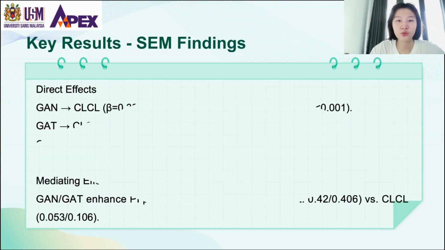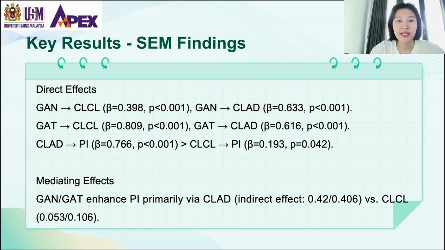SEM results revealed strong direct effects. GAN positively influenced CLCL and CLAD for both. GAT showed even stronger impact on CLCL and CLAD. Crucially, CLAD's direct effect on PI far exceeded CLCL. Mediation analysis shows GAN and GAT enhanced the PI through both CLCL and CLAD, but the indirect effect via CLAD was notably stronger than via CLCL, confirming CLAD as the dominant mediator.